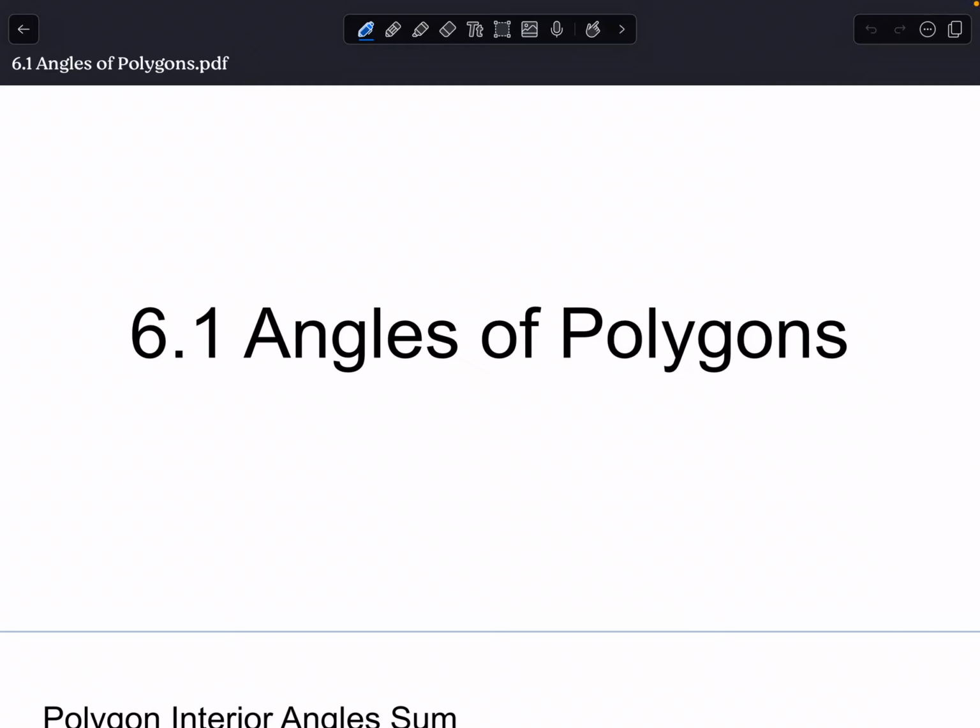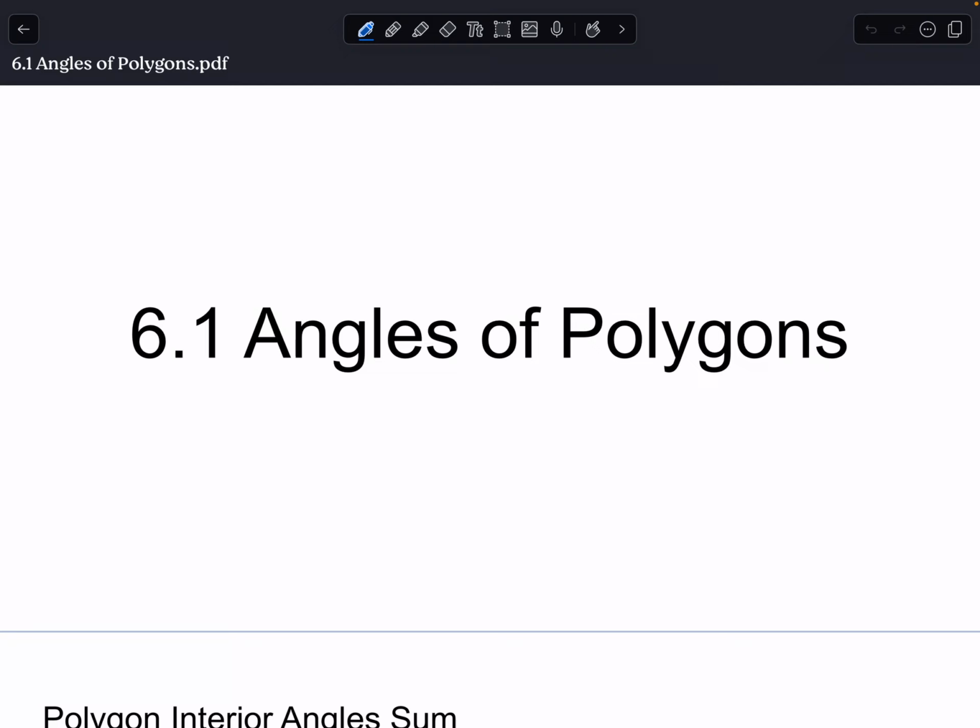Hi, welcome back. In today's video, we're going to talk about polygons in general. This unit will be mainly about quadrilaterals, which are four-sided polygons. But to begin, let's talk about what a polygon is in general and the relationship between the angles and the number of sides that we have for any type of polygon.